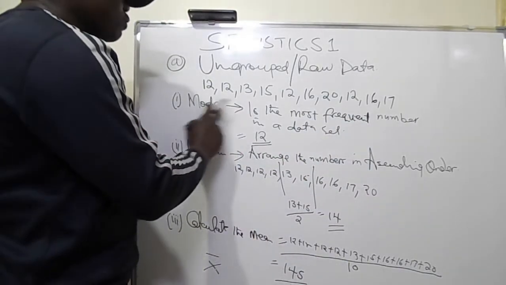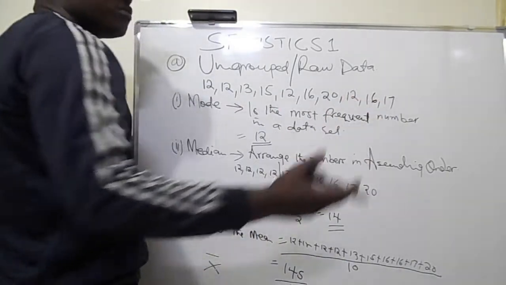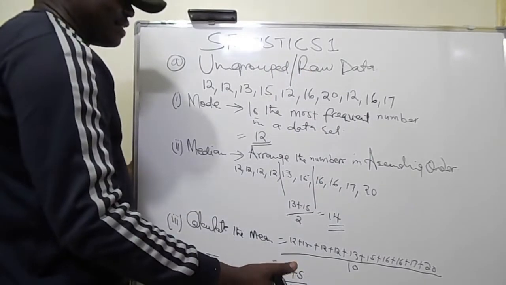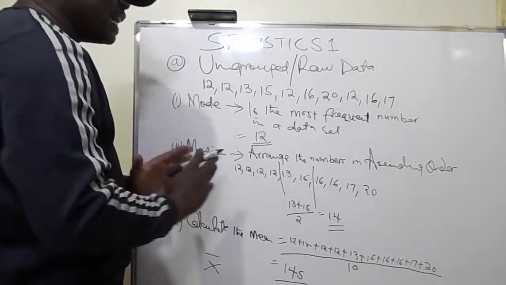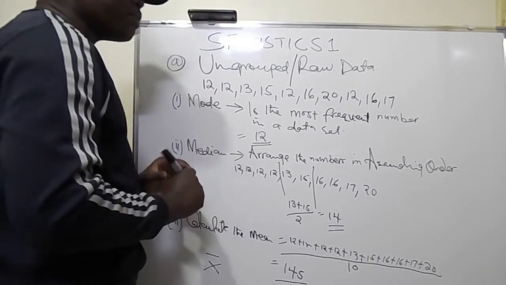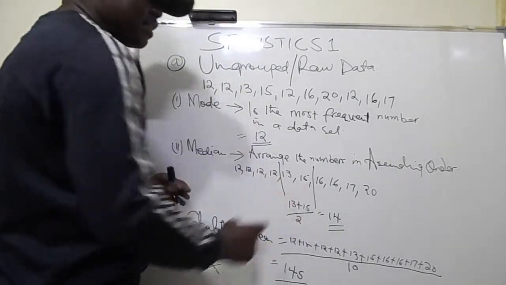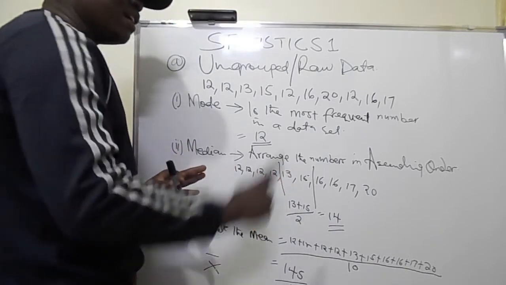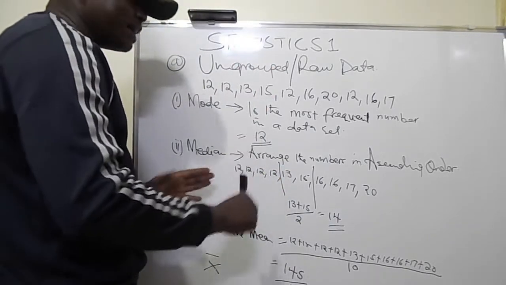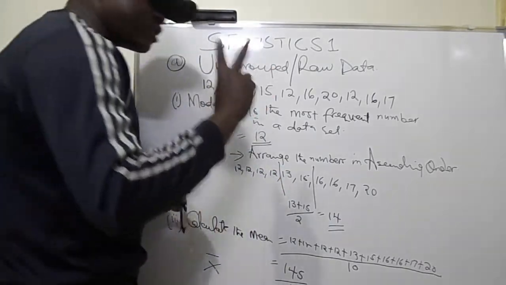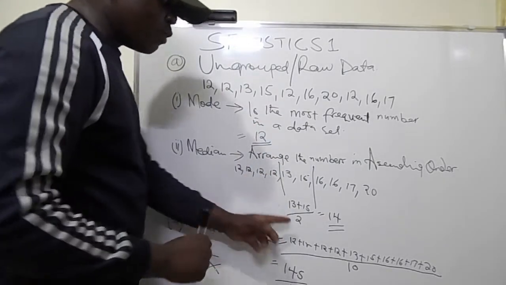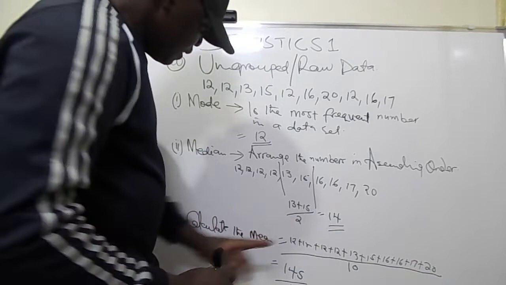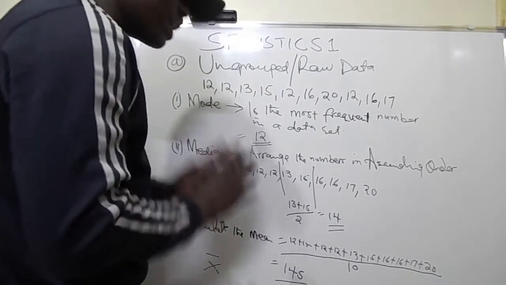If you're told to find the mode, find the most frequent number in this data set. If you're told to find the median, the first thing is to arrange the numbers in ascending order, and then you find the number in the middle, or the numbers in the middle. If it is one number, then that number is the median. If the numbers are 2, you first add them, then you divide by 2 to get the median. Then the third question is, you calculate the mean.